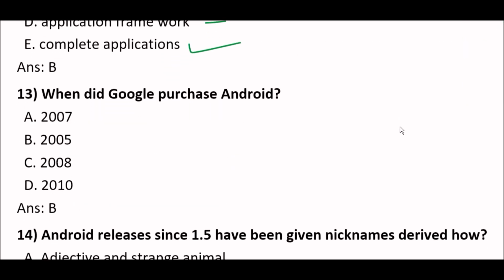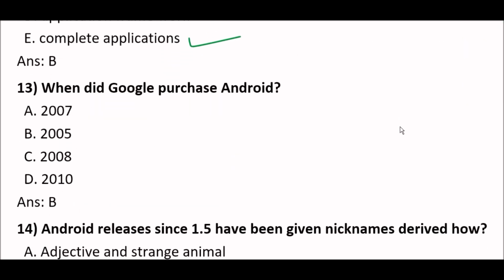Next question. When did Google purchase Android? Option A 2007. Option B 2005. Option C 2008. Option D 2010. Right answer is option B 2005. In the year 2005, Google purchased Android.